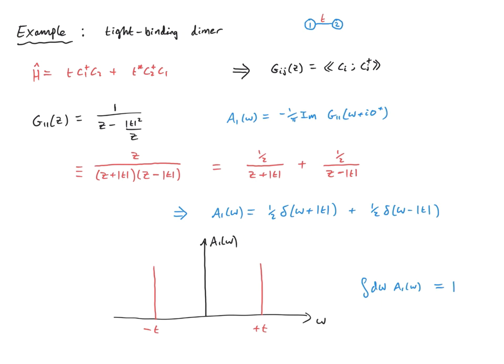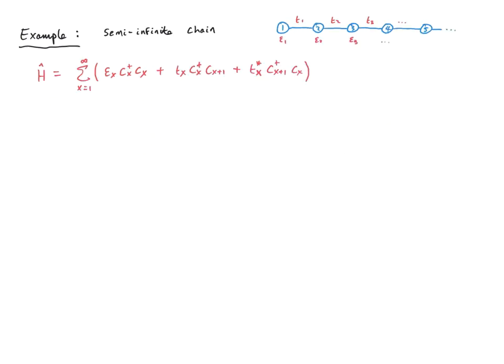So to emphasize once again, the nice thing about these equations of motion is not only that it's a rather simple and straightforward method, but also that we don't have to actually diagonalize the Hamiltonian. We obtained this Green's function simply by solving these coupled equations of motion.